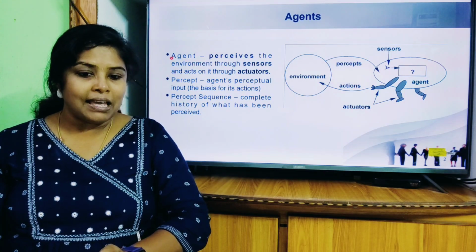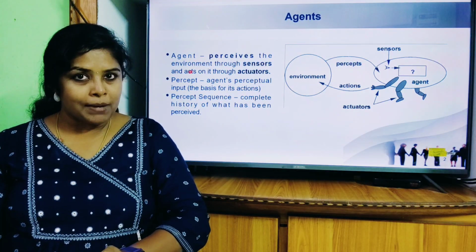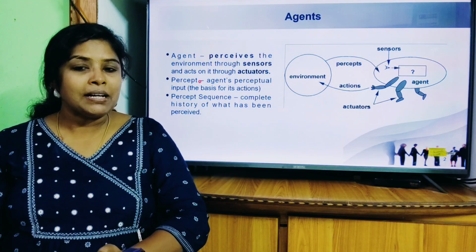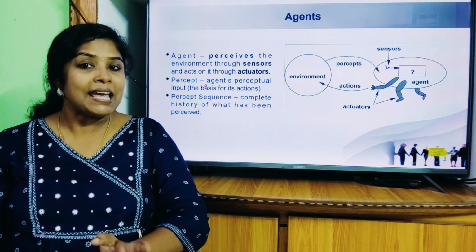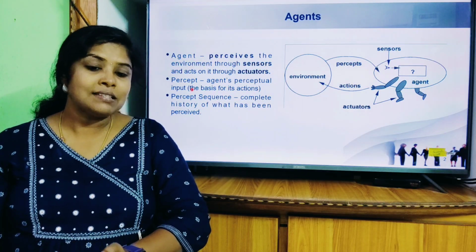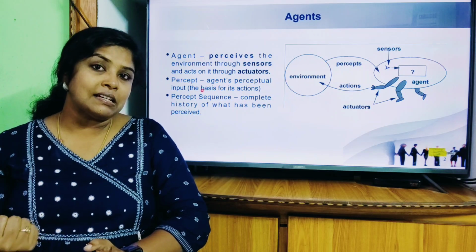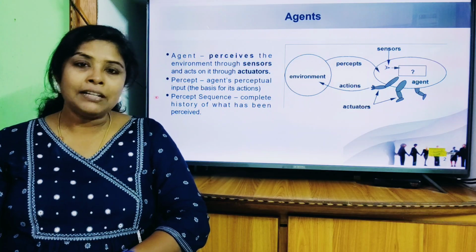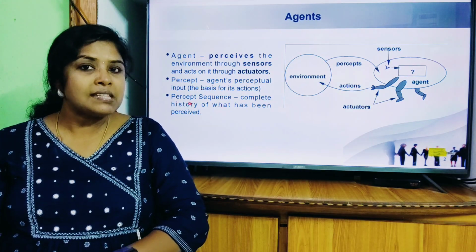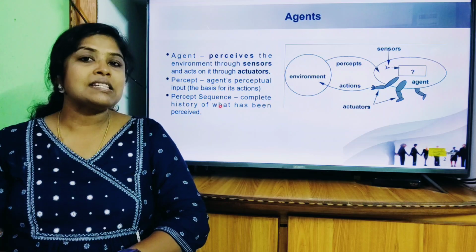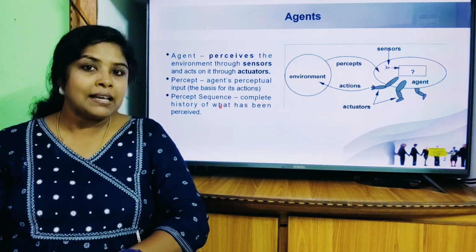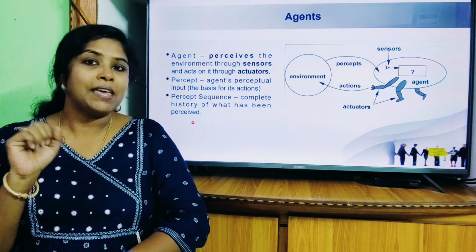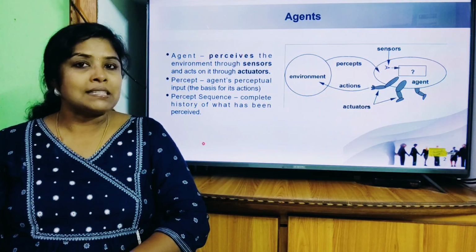So what is given here? The agent perceives the environment through sensors and acts on it through actuators. Coming to what a percept is. Percept is the agent's perceptual input. That is what the agent takes as a basis from the environment, and based on that it will go for its actions. Coming to the percept sequence. Percept sequence is the complete history of what has been perceived. How is it able to understand from the environment? That is what the percept sequence is.